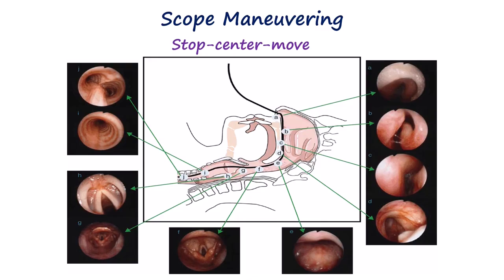Several tips can make scope handling easier. The endoscope should be kept straight to avoid loops, since loops reduce tip control. Adjusting the operator's position or bed height may help. All movements must come from the wrist, not the shoulder, as shoulder use reduces control and promotes loops.